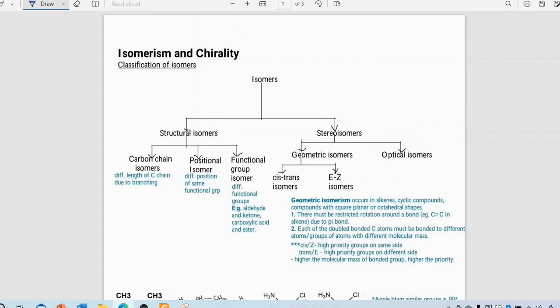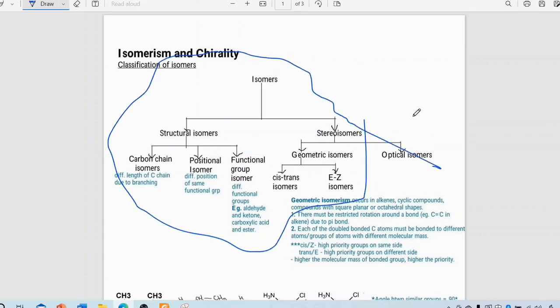Under structural isomers, there are carbon chain isomers, positional isomers, and functional group isomers. And all of this stuff we know from AS. And under stereoisomers, there are geometric isomers and optical isomers. All of this stuff we know from AS, only the optical isomerism bit is from A2.